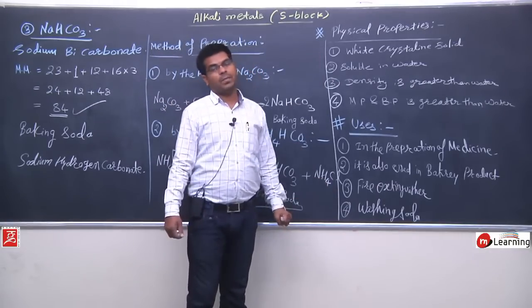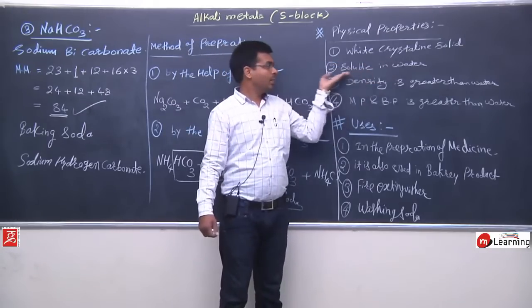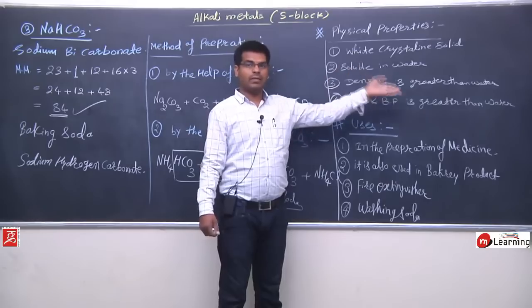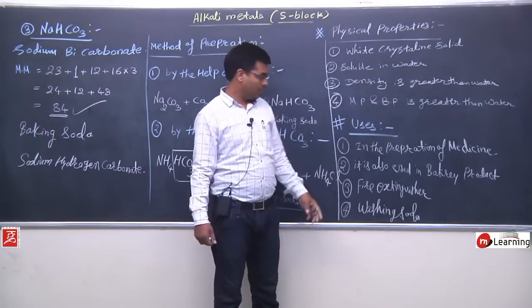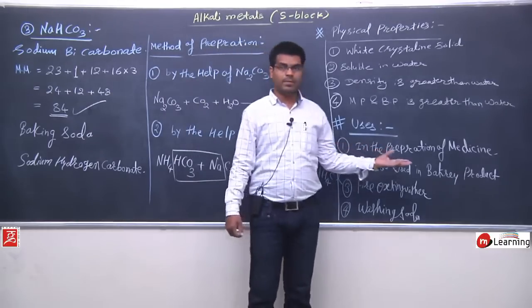Some physical properties of baking soda. Number 1, white crystalline solid. Number 2, soluble in water. Number 3, density is greater than water. Number 4, melting point and boiling point are greater than water. Uses of baking soda. Number 1, in the preparation of medicine.